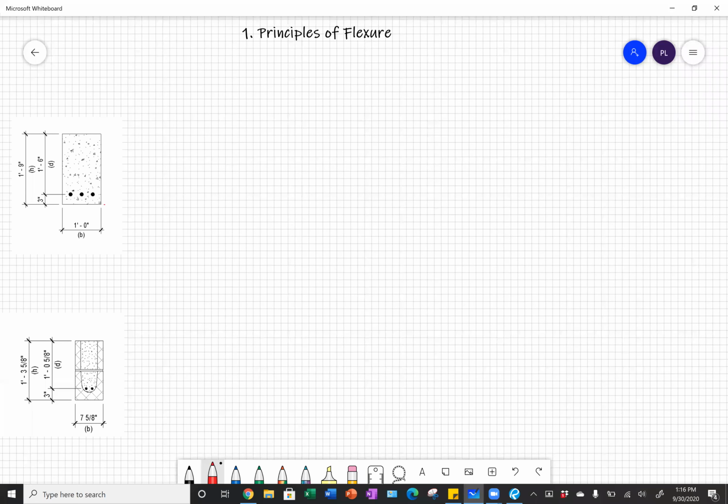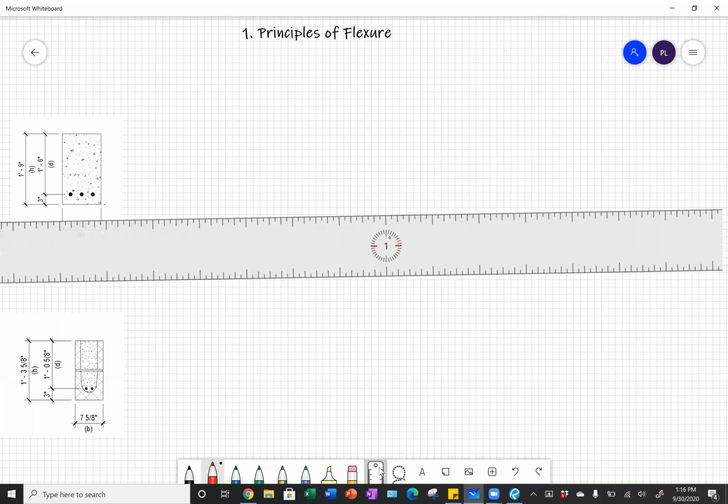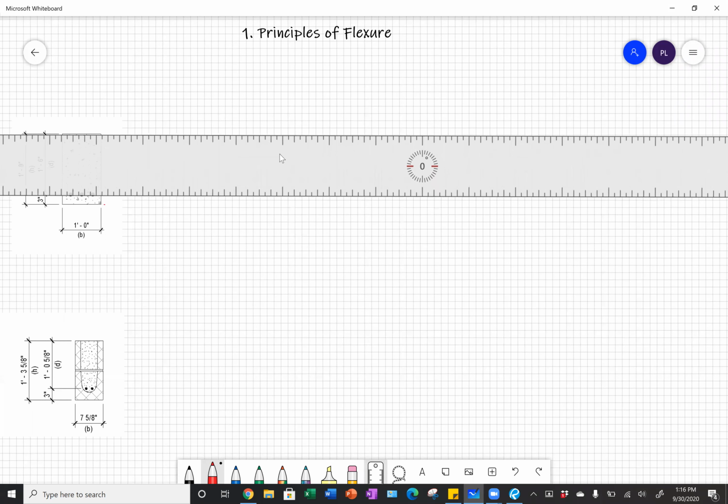Thanks for joining. This will be the first part of our Lintel series on principles of flexure. To talk about principles of flexure, we will first look at a concrete beam and compare it to a masonry beam. My name is Phil Ledent, and I represent the Masonry Institute of Michigan.